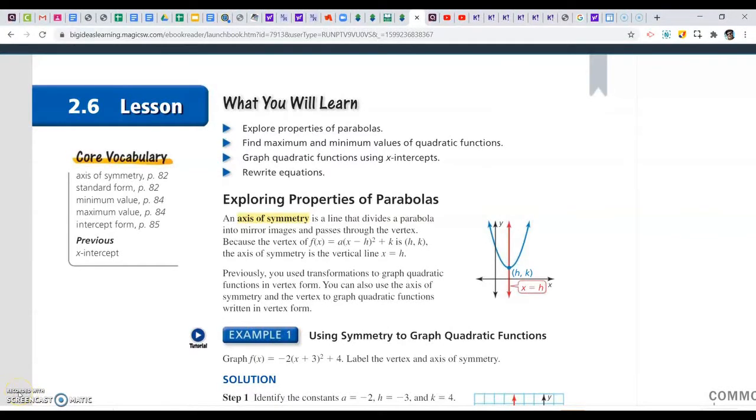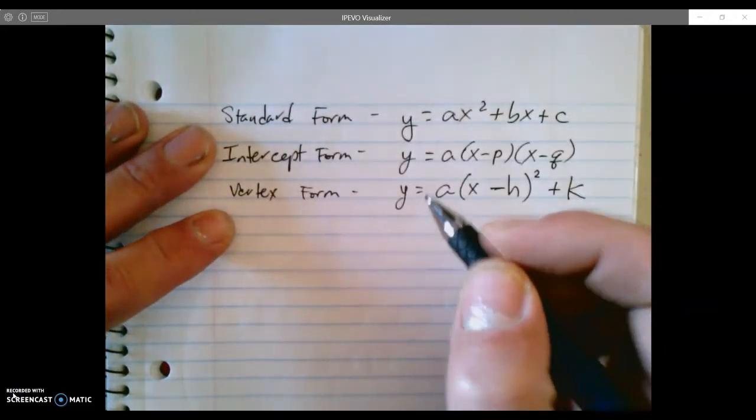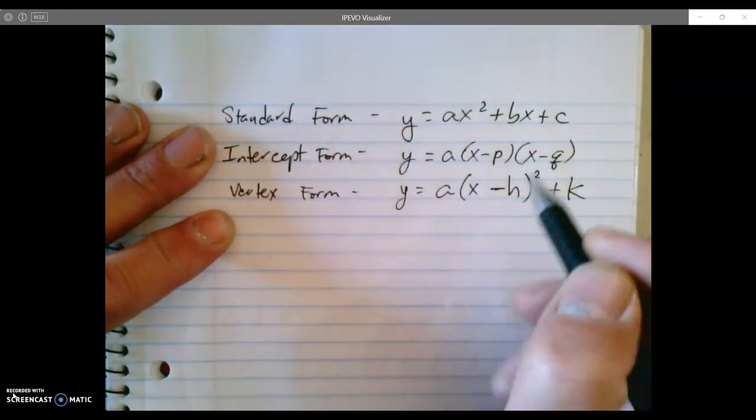Alright students, so this video is talking about Math 3 2.6, which is all about parabolas. And in our class we've talked about three different types of parabolas. Let's look at what they are. And let me correct that statement. These are three forms of quadratic equations.